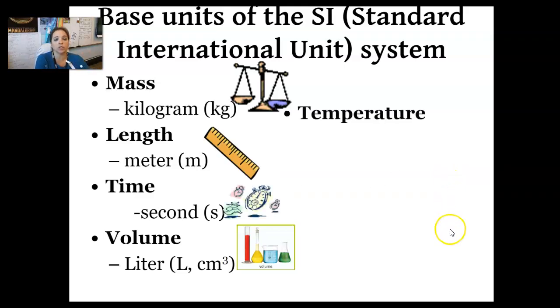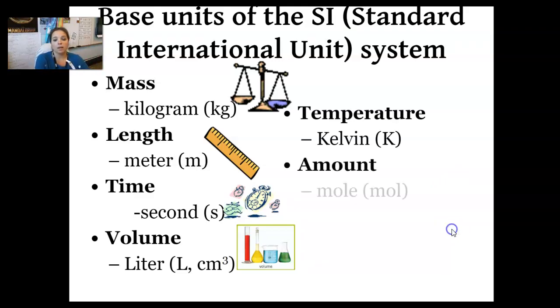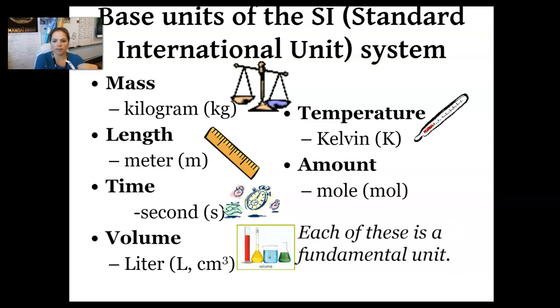It depends on how you are measuring things. And then you have temperature. Temperature is going to be in Kelvin, not Celsius or Fahrenheit. It's going to be in Kelvin. The amount: usually we are dealing with chemicals, so we are going to look at the elements, and the amount of an element is called a mole, like the things that live in the ground, a mole, only not. Each of these is a fundamental unit. These are like the base, what we start with.